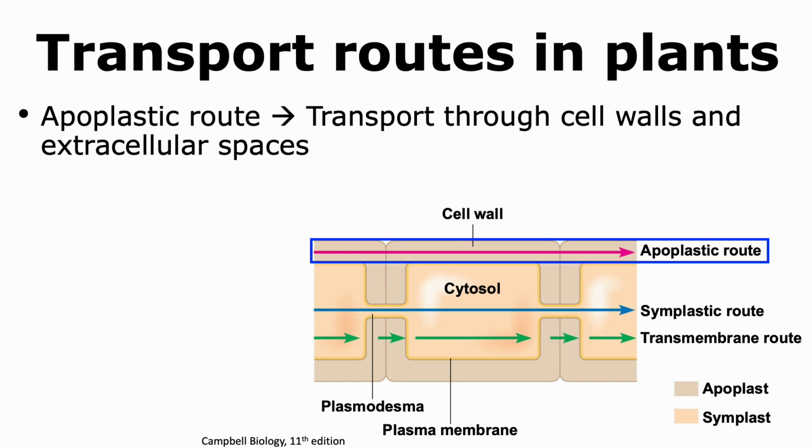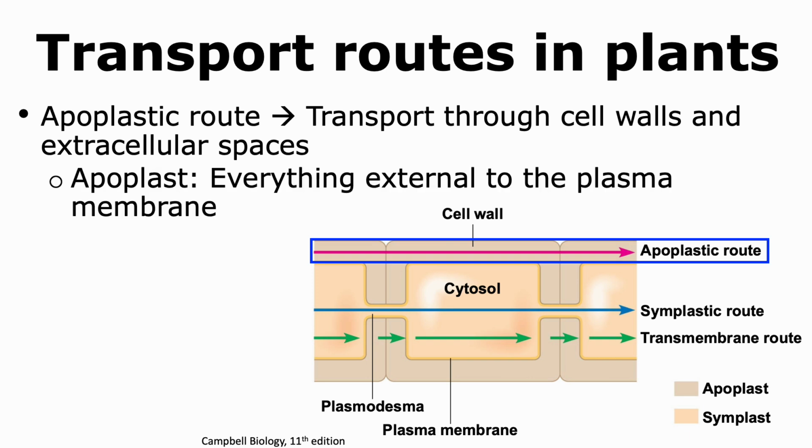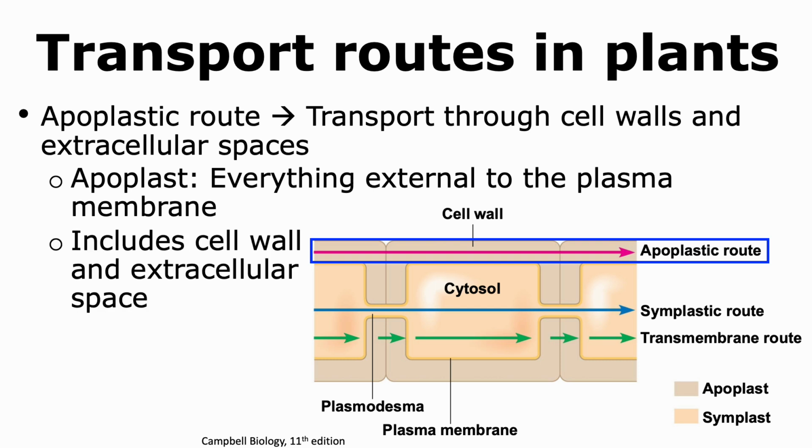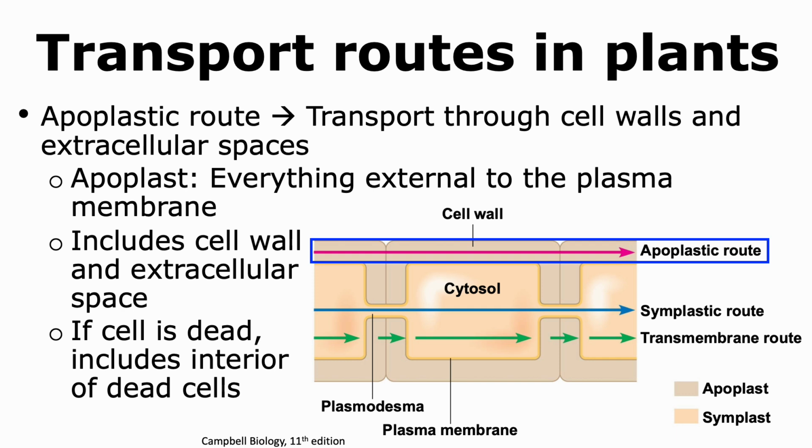The apoplastic route is where the substances are transported through the cell walls and extracellular spaces of the plant cells. In fact, apoplast means everything that's external to the plasma membrane. Thus, it includes the cell wall and extracellular space. However, in case the cell is dead, the apoplast also includes the interior of dead cells.